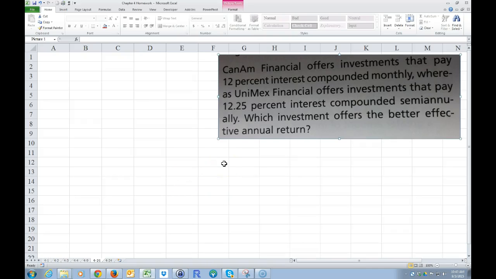Okay, today I'm going to go over how to calculate the effective annual rate when you're offered two different investments and they have different compounding periods. So let's go ahead and read the problem. For those of you that are taking my finance class, this is problem 4-21 in your textbook.